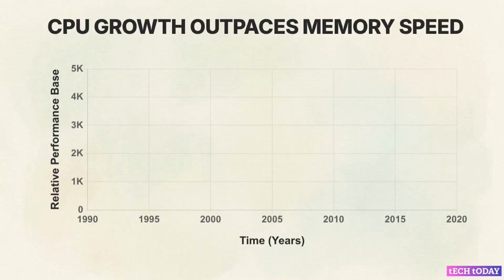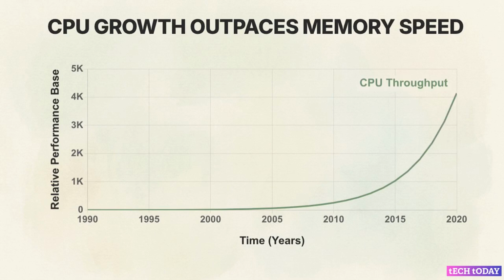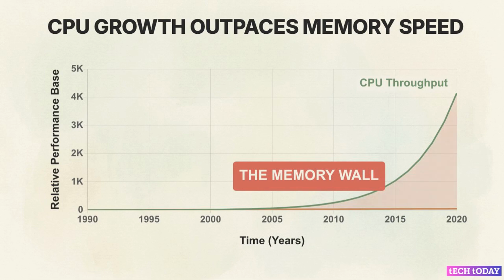This chart plots the memory wall. The aggressive upward curve is the exponential growth of CPU peak throughput. The flat line represents DRAM access latency. This physical gap represents thousands of wasted clock cycles, creating the dominant performance bottleneck.